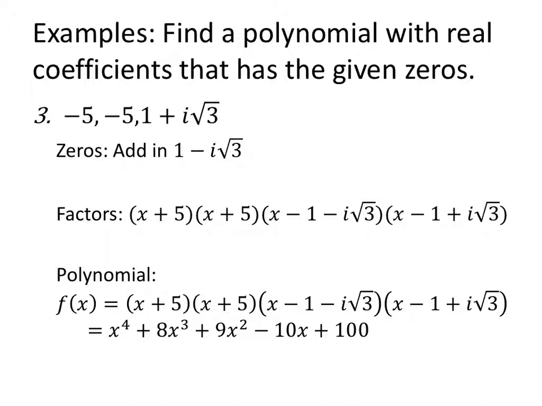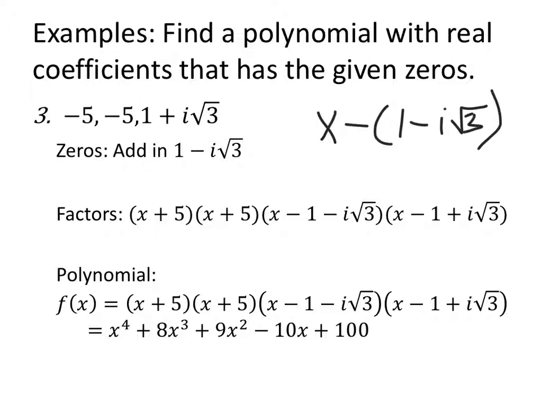So if my zeros are negative 5, and 1 plus i square root of 3, I know the conjugate, 1 minus i square root of 3, is also a zero. X plus 5 and x plus 5, right? Because I have negative 5 listed twice, so I'll have two factors. X minus 1 minus i square root of 3 and x minus 1 plus i square root of 3. Remember my factors. X minus 1 minus i square root of 3.